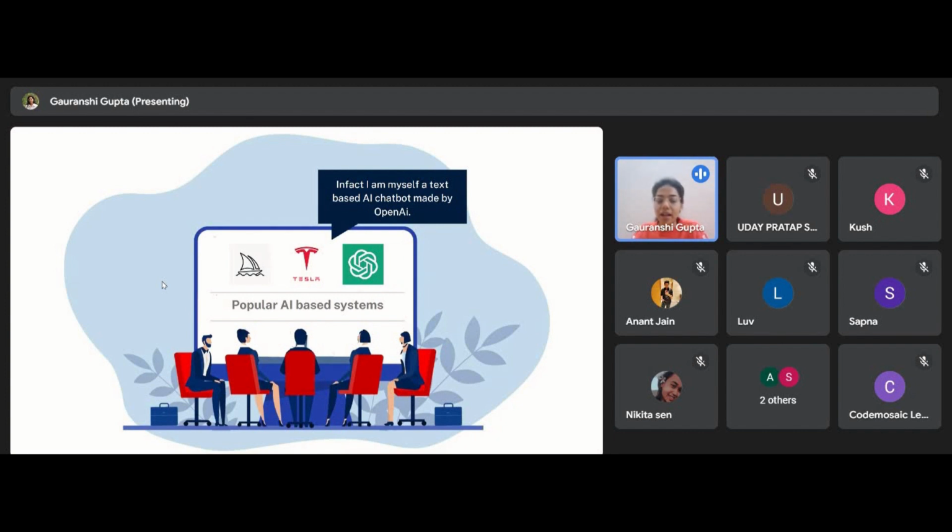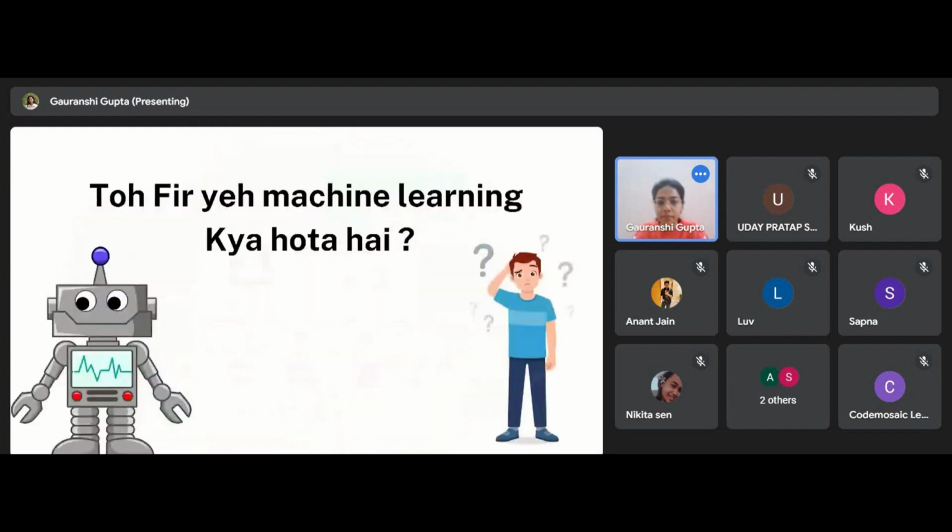So AI has been really evolving over the years. Then Tesla has also used bots in their systems, right? And we all know about ChatGPT, which is a chatbot made by OpenAI, right?